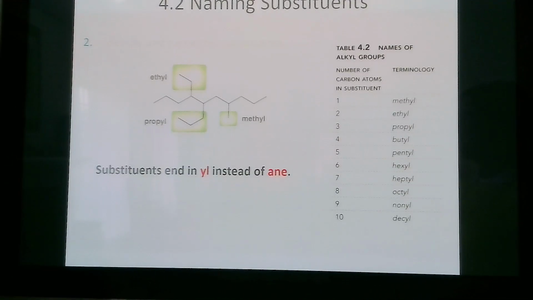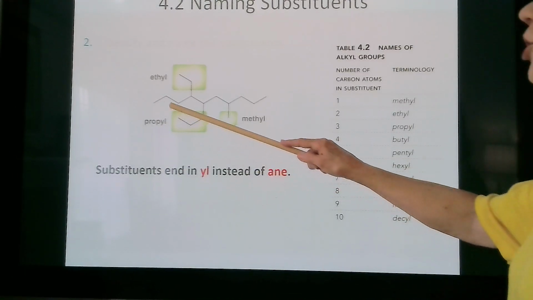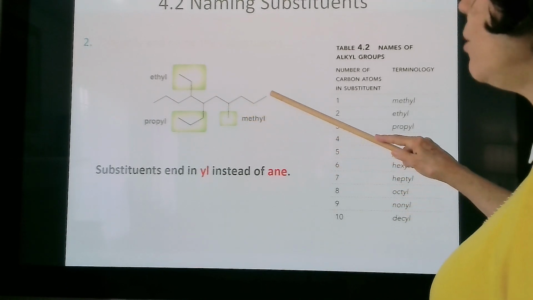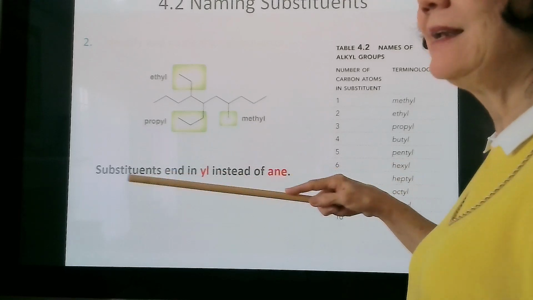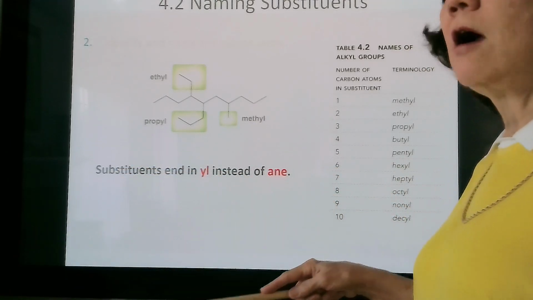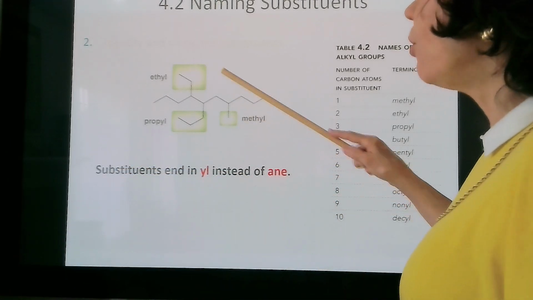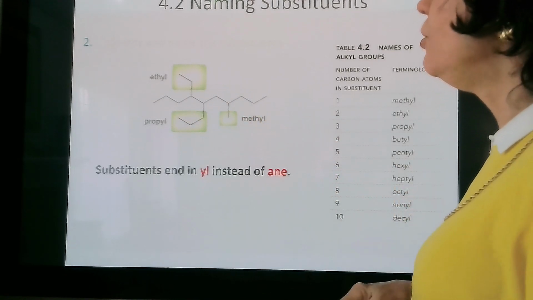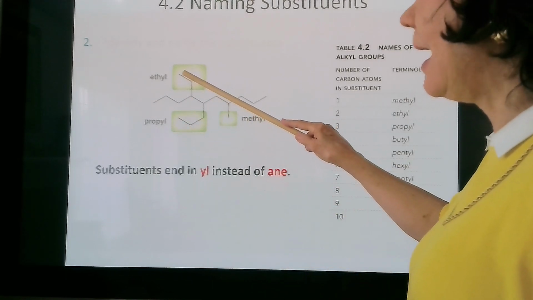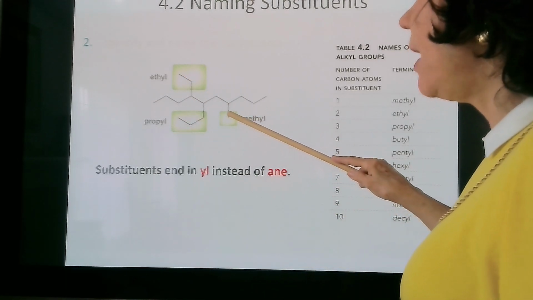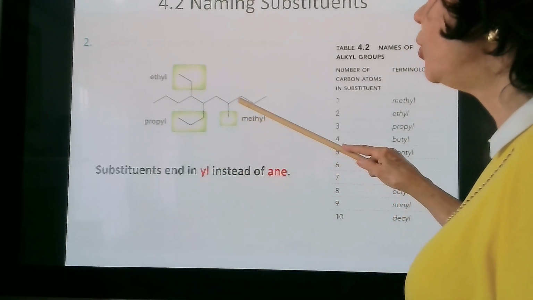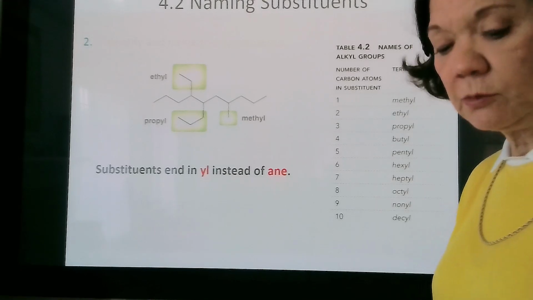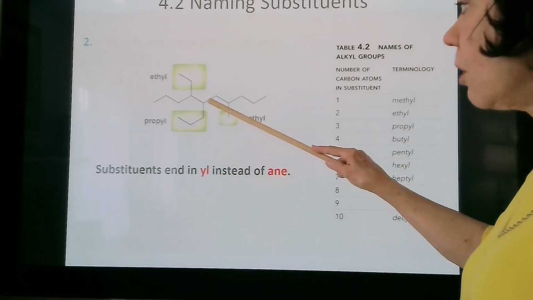Now we have to add in the positions where these are located, and that's what we're going to do in the next few slides. So that is not quite all of the name, ethyl, methyl, propyl, decane. You're going to have to say X ethyl, Y methyl, Z propyl, where it will tell the positions of those substituents along the carbon chain.